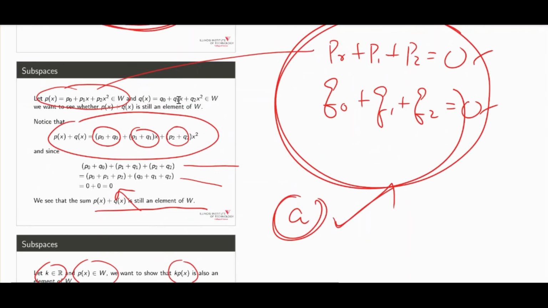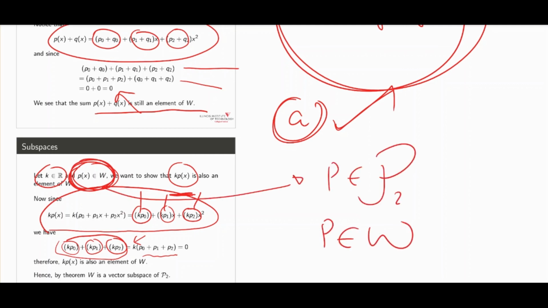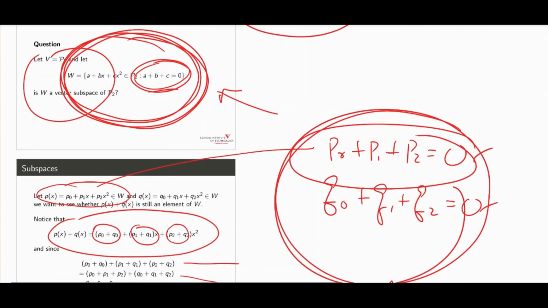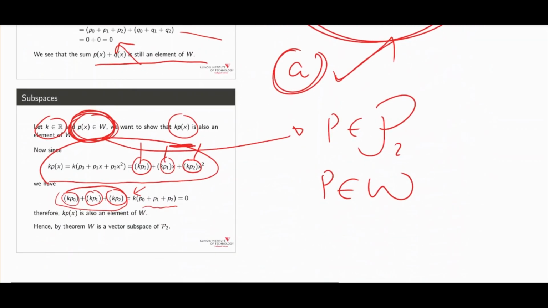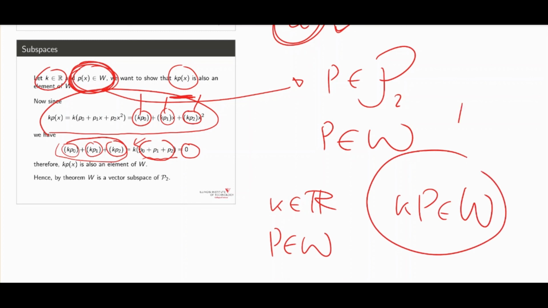And your P0 plus P1 plus P2 is 0 because your P is not just any P in P2. Your P is in W. So we know that the coefficients add up to 0. So again, we have k times 0. So this is 0. So if you have k in R and P in W, what you have shown is kP is in W. So we have shown that property B of the theorem holds, which means that we also have closure under scalar multiplication.